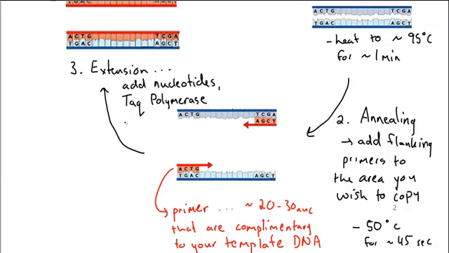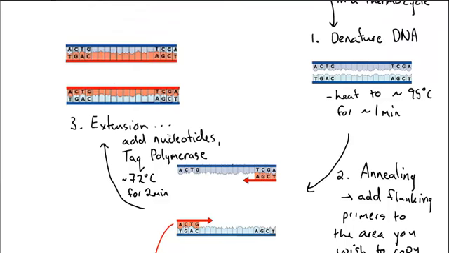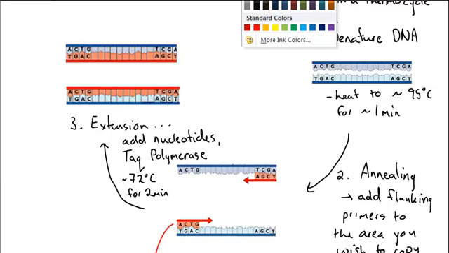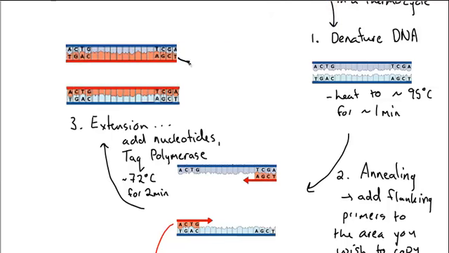And then you have to warm it back up to approximately 72 degrees Celsius for 2 minutes, a little longer depending on how long a sequence you're copying. And what happens is you get your new strand copied, complementary new strands.